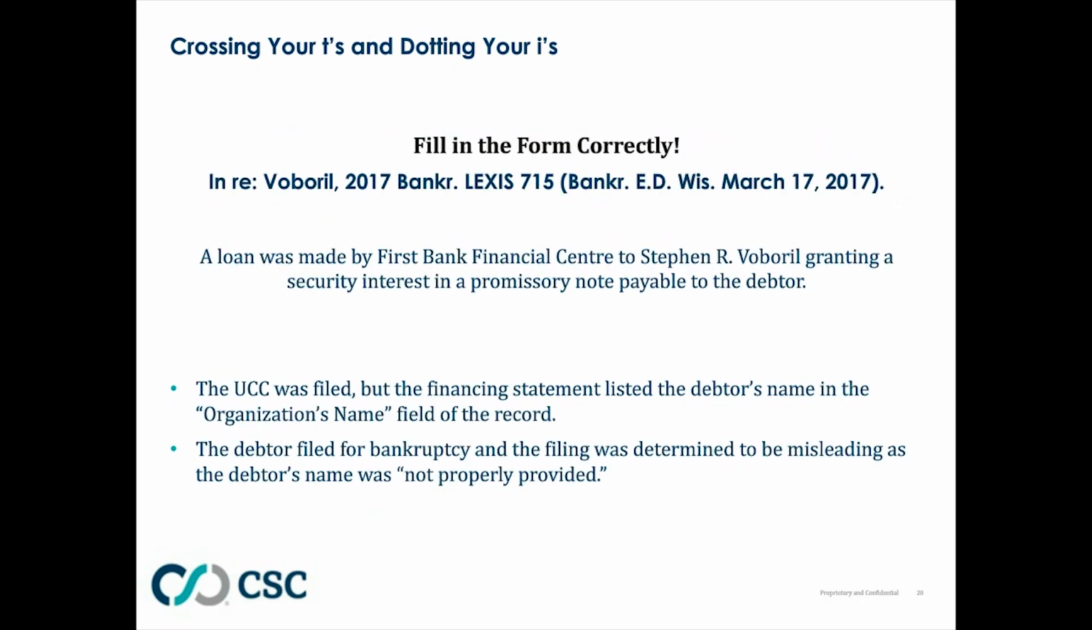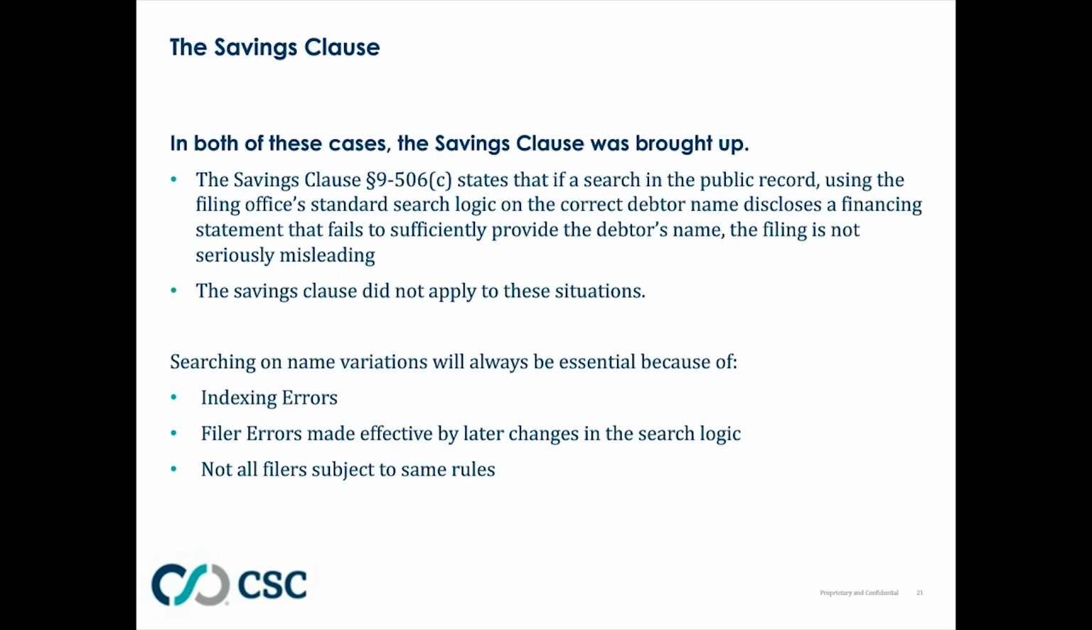Another example here, to make sure that you fill in the form correctly. It's very important to fill in the UCC filing form correctly, and here's an example of why it's important. A loan was made by First Bank Financial Center to Stephen R. Volerol, granting a security interest in a promissory note payable to the debtor. So the UCC was filed, but the financing statement lists the debtor's name in the organization's name field instead of the individual name field of record. That can cause problems. The debtor filed for bankruptcy, and the filing was determined to be misleading as the debtor's name was not properly provided. So that's something to be aware of when filling out the UCC filing form.